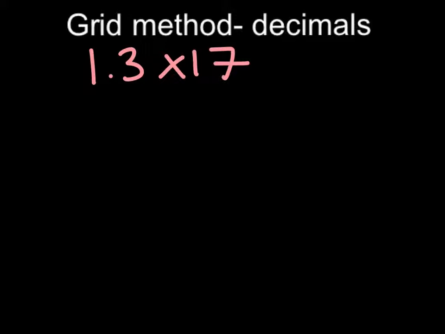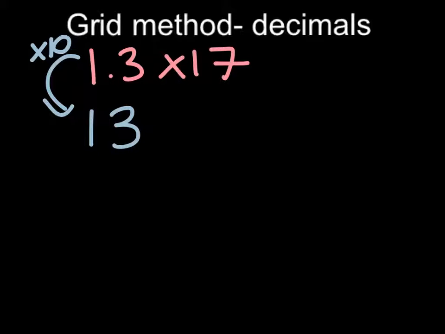Okay, so we're going to look at the grid method and applying it to decimals. We've got the question 1.3 times 17. Now, no one's gone away and learnt their 1.3 times table. It's going to make the maths easier if you just eliminate the decimal, and that would make it 13, but just remember, what did you do to make it 13? You times it by 10.